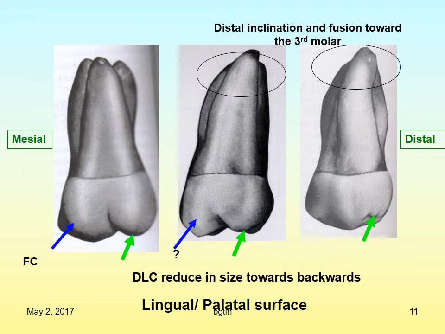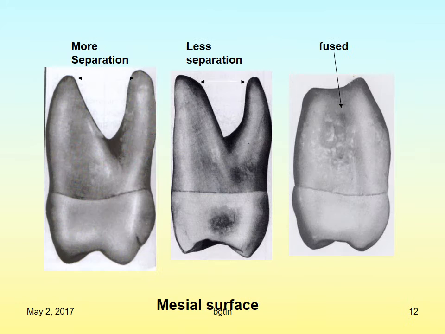The three molars show distal inclination and fusion towards the third molar when you view from the palatal side. It is more clear in this picture, and you can identify the loss of the fifth cusp, the cusp of Carabelli, on the mesiolingual surface. When the three molars are viewed mesially, you can nicely identify the separation of roots and their fusion as the tooth series moves backward.